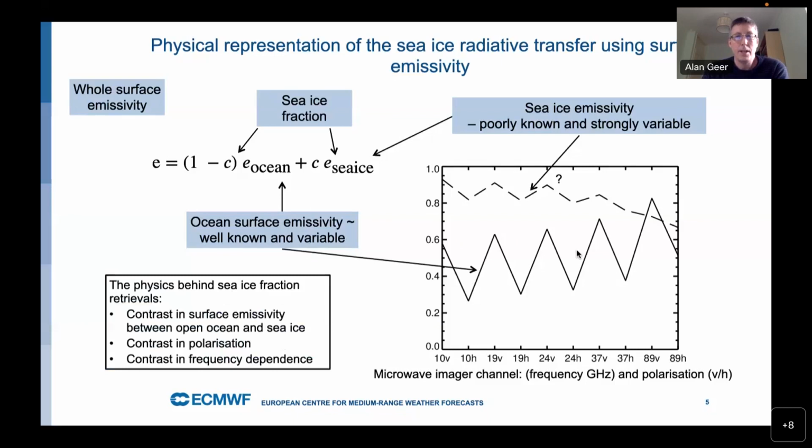Now, these physics, if we can get them represented right, will give us very good, clear ways of estimating the sea ice fraction due to the contrasts in the surface emissivity, the contrasts in the polarization, and the contrasts in the frequency dependence of the two different surface emissivities.